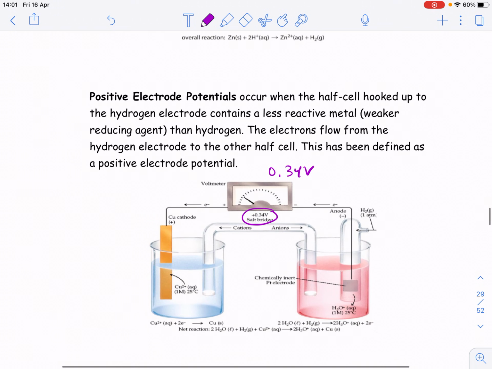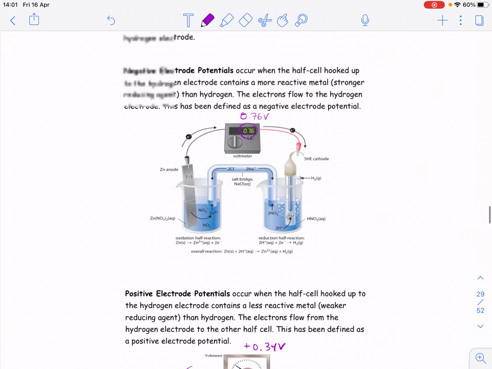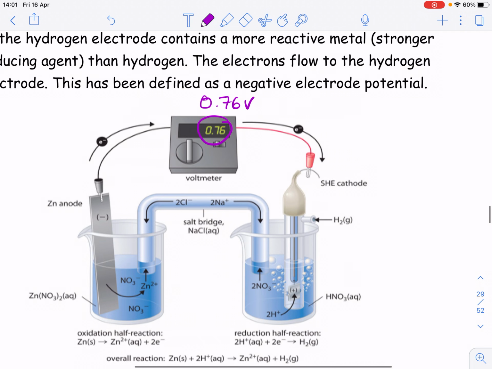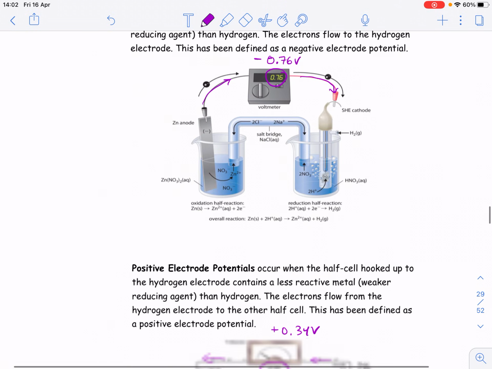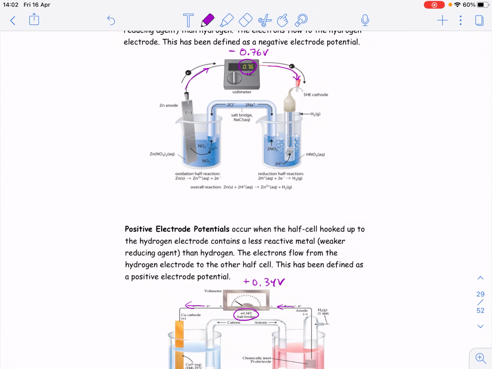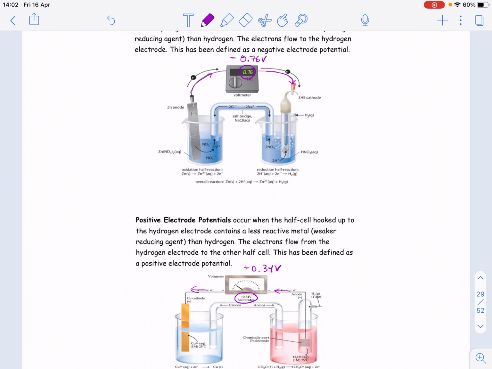And we can see that in these diagrams. In this one, the electrons are flowing in this direction from the hydrogen to the copper, so we call that plus 0.34 volts. And in this one, electrons are flowing from zinc through the voltmeter to the hydrogen, and therefore we call this minus 0.76 volts. So the minus or the plus just has to do with the direction of the electron flow. Negative means they flow to the hydrogen electrode, and positive means they flow from the hydrogen electrode.